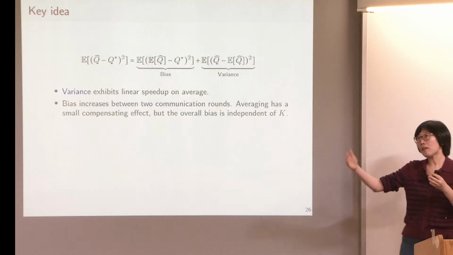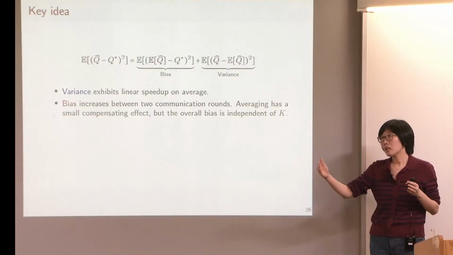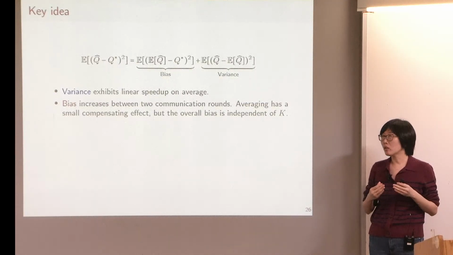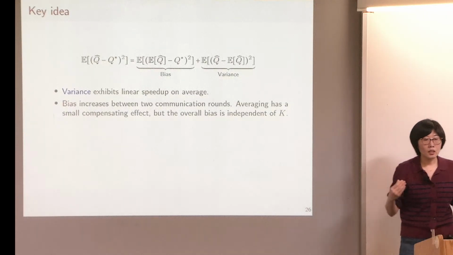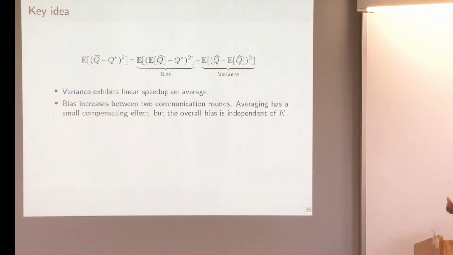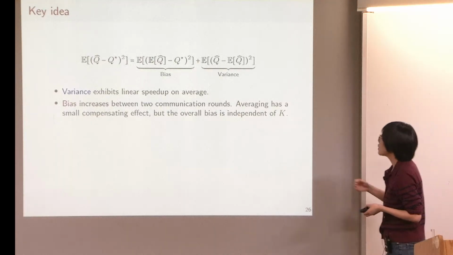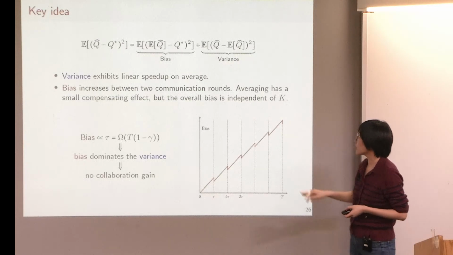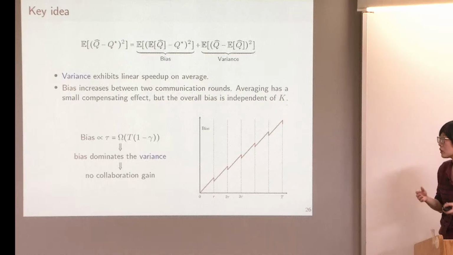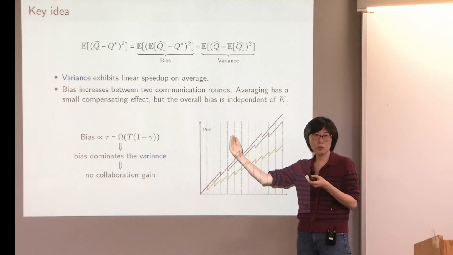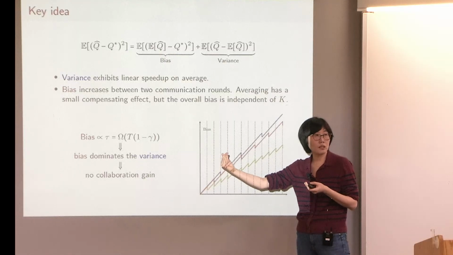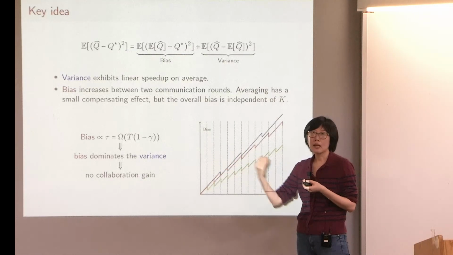And when you do an averaging round towards the end, the bias shrinks a little, so it has a little bit of compensation, but the shrinking is actually not large enough, so it will not really compensate enough for the bias increase. So roughly, the figure looks like this: the bias will be accumulating over the federated learning regimes.